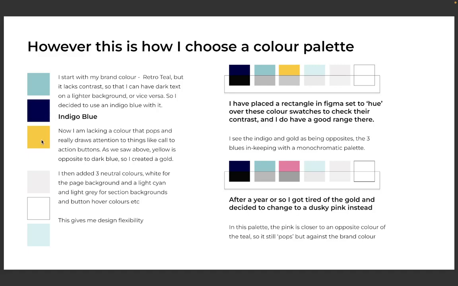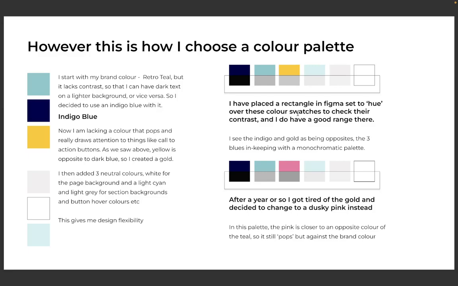Now what I'm lacking is a colour that pops and really draws attention to things like call to action buttons. And as we saw above, yellow is opposite to dark blue, so I've created this yellowy gold colour. I've then added three neutral colours, white for the page background, and a light cyan and a light grey for things like section backgrounds or secondary buttons, maybe hover button colours. And this gives me some design flexibility.